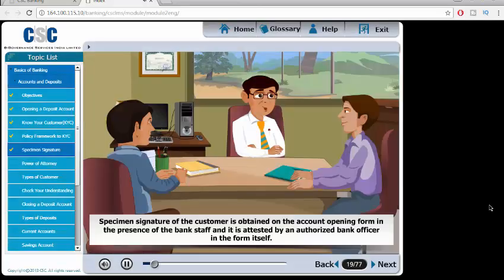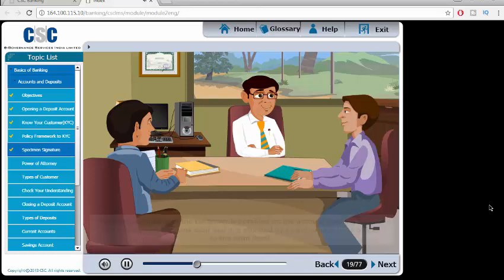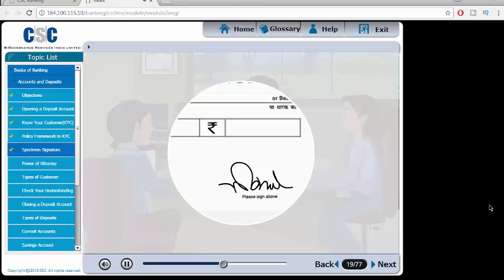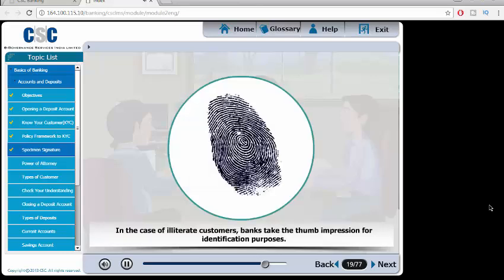Specimen signature of the customer is obtained on the account opening form in the presence of the bank staff and is attested by an authorized bank officer in the form itself. A customer is recognized mainly by his or her signature on the checks and vouchers, and these are compared with the specimen signature on record to verify the genuineness of the customer's signature. In the case of illiterate customers, banks take the thumb impression for identification purposes.